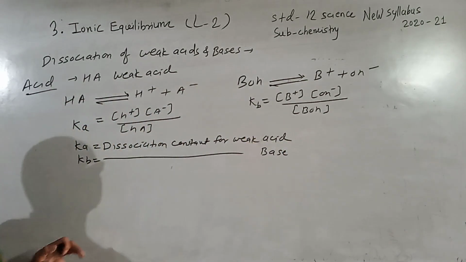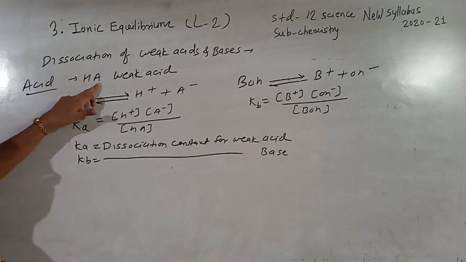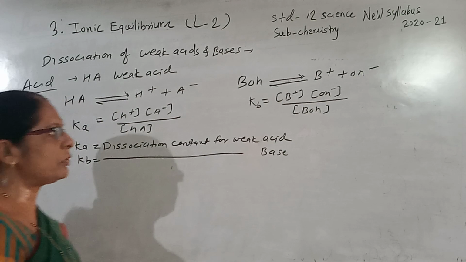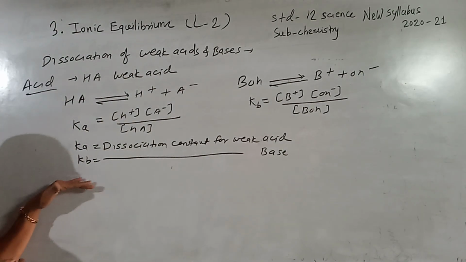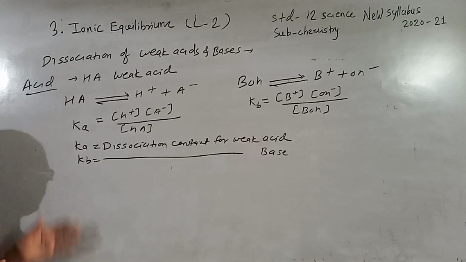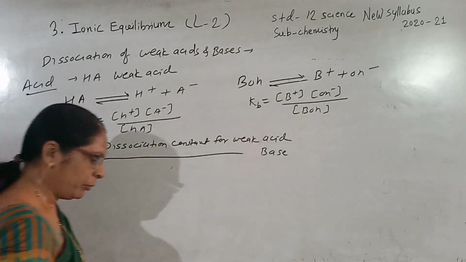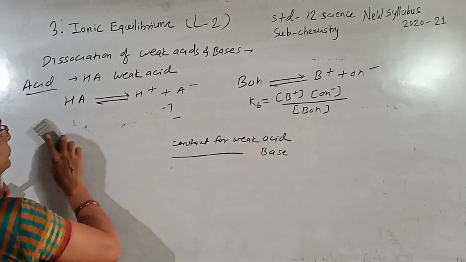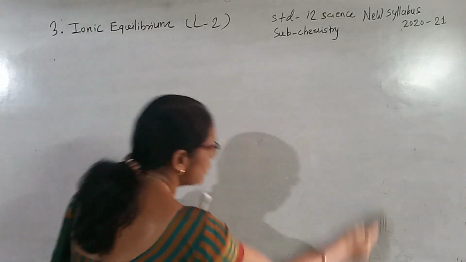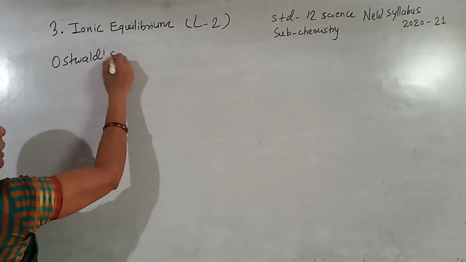So, the dissociation constant for acid HA, where H stands for hydrogen and A for the anion, is Ka. For a weak base, we can indicate BOH, and it gives the dissociation constant Kb. The equilibrium constant used for an acid is called the dissociation constant of a weak acid, Ka, and for the weak base it is Kb. Okay. Now next we consider Ostwald's dilution law.